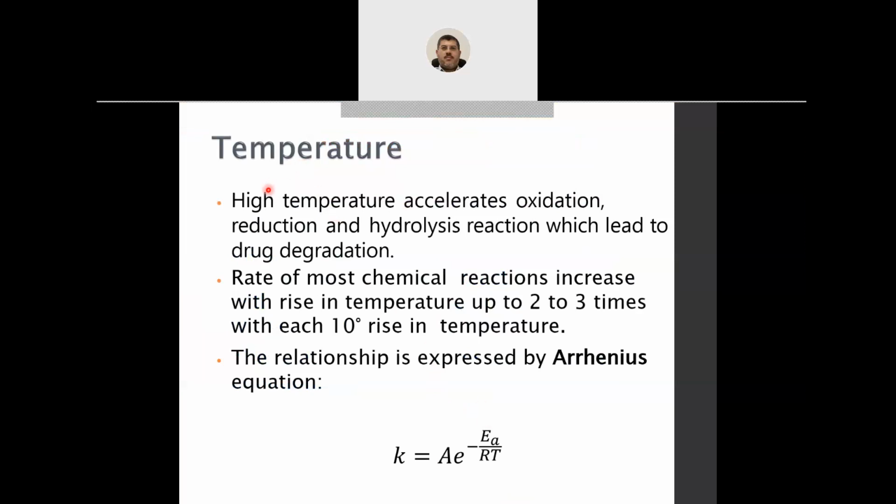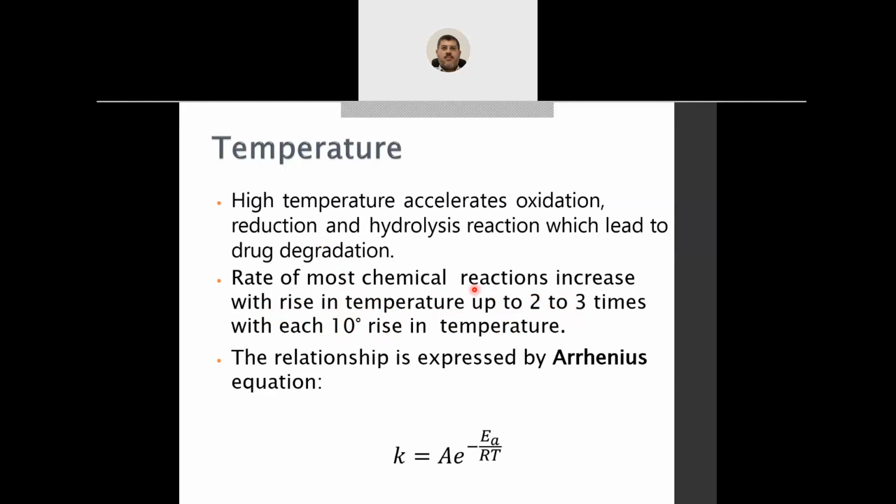First, temperature. Usually, the higher the temperature, the higher the rate of degradation of the product, whether the degradation is due to oxidation reaction, reduction reaction, or hydrolysis reaction. So higher temperature means faster drug degradation. That's why for drugs that degrade at room temperature, we keep them in the fridge, and the recommended storage temperature is about 4 degrees. Why? Because at low temperature, they will have a very low rate of degradation, so they will have a longer shelf life. Okay? The rate of most chemical reactions increases with the rise in temperature, up to 2 to 3 times with each 10 degrees rise in temperature.